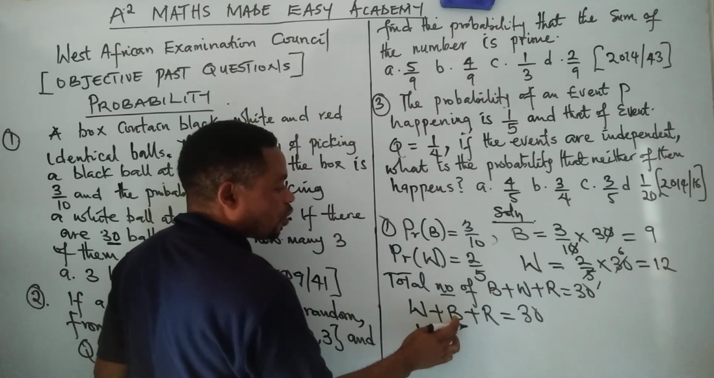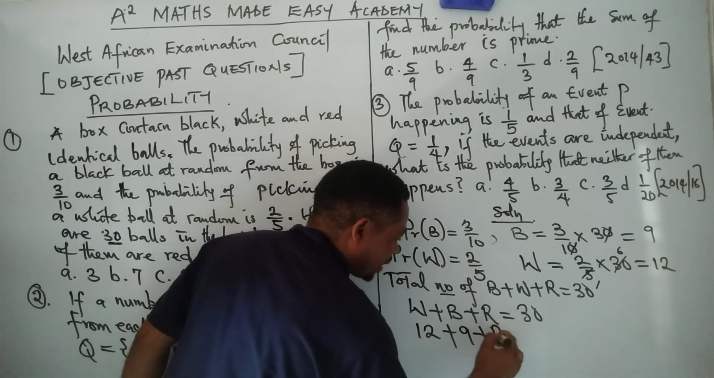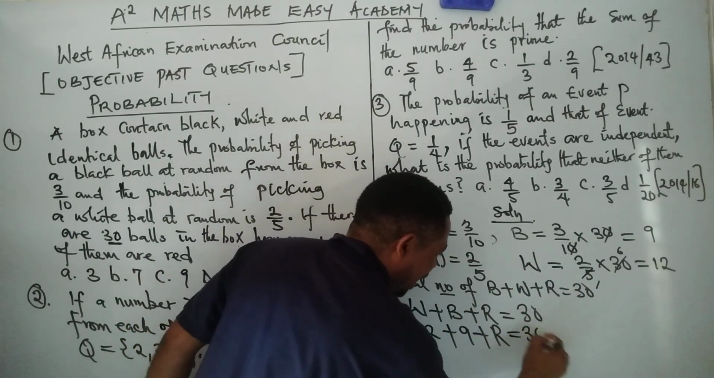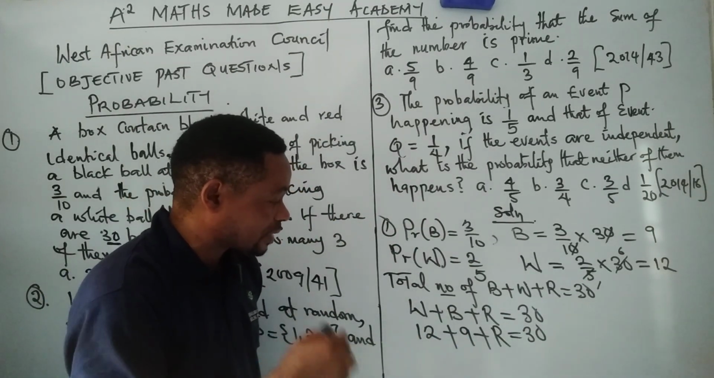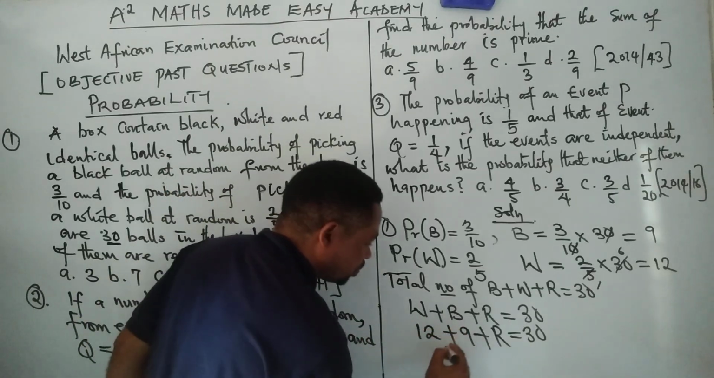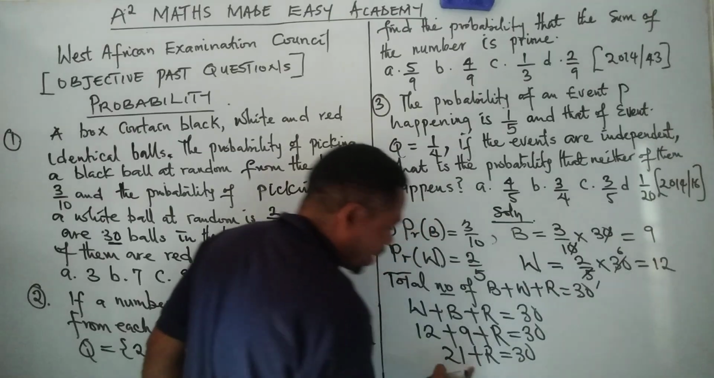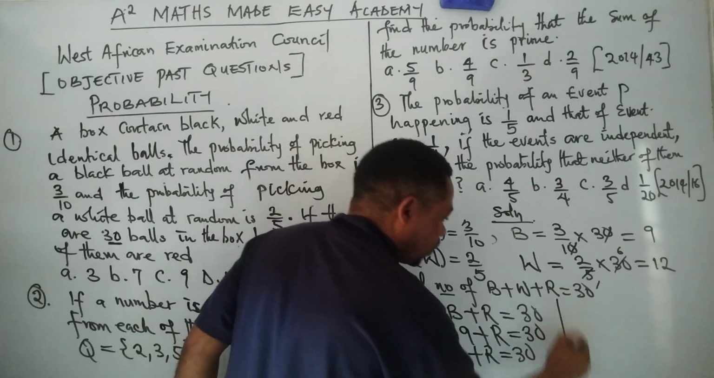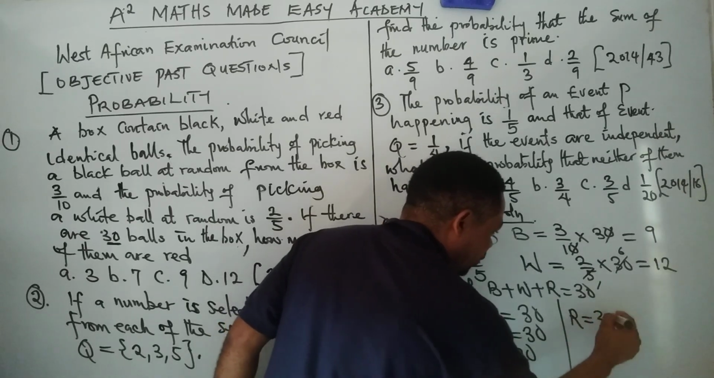Plus, do we know the number of black balls? Yes. How many? 9. Then plus the R that we don't know, which is equal to 30. I can now say 12 plus 9. What is the answer? 21. So here now should be 21 plus red equal to what? 30. Make R the subject of the formula. Watch. It means that the value of R should now be 30 minus 21. Are you with me?